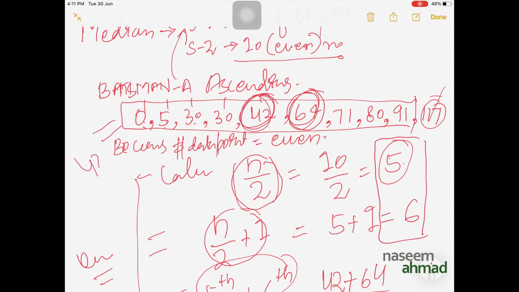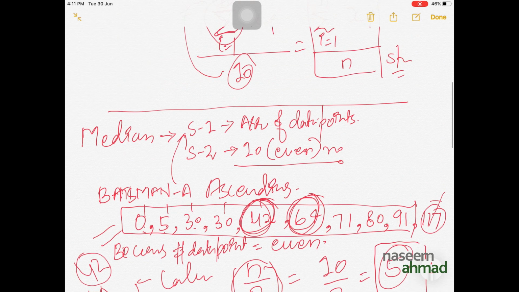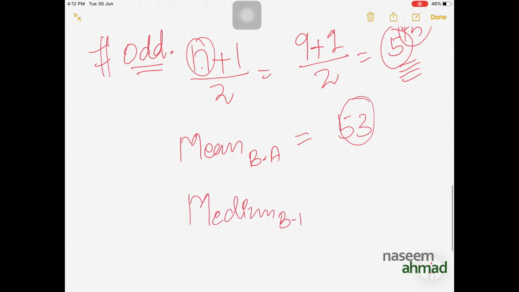So 42 is the median of this data set, right? So this is how we calculate the mean and the median of two different data sets, right? We will calculate the mean of batsman A, that is also coming 53. If we calculate the median of batsman B, it is also coming 53. Now it is confusing us.